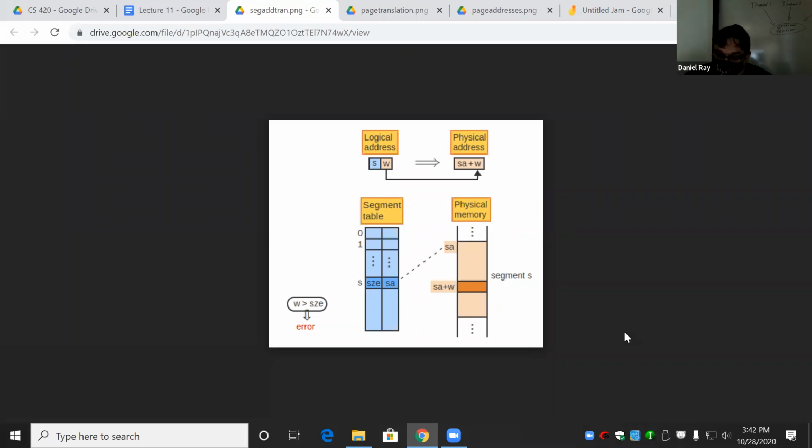Like I said, it's not a whole lot different of an idea than paging. What's the downside to doing this? Well, we mentioned this already. What's the upside to doing it this way? Why do we want to use segmentation and not paging?